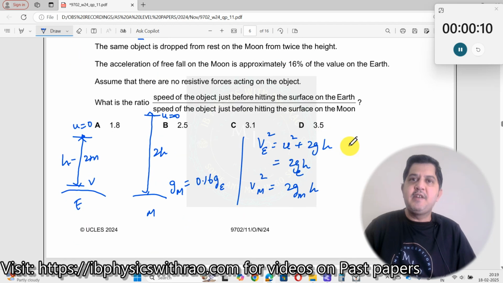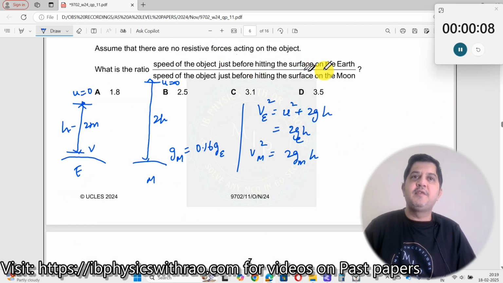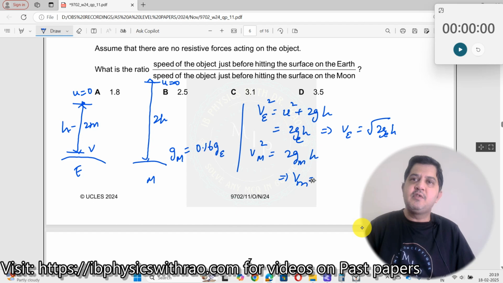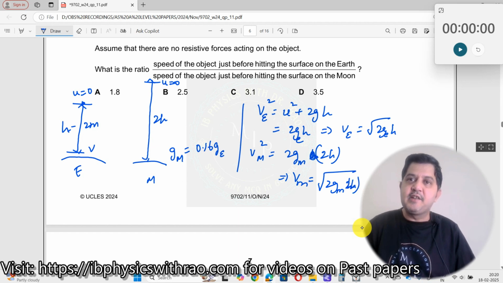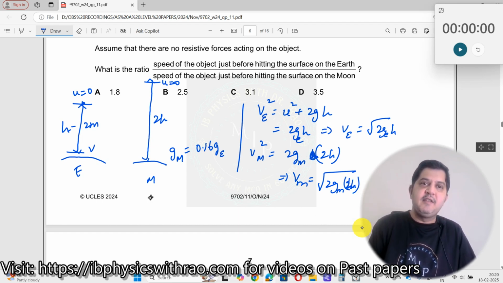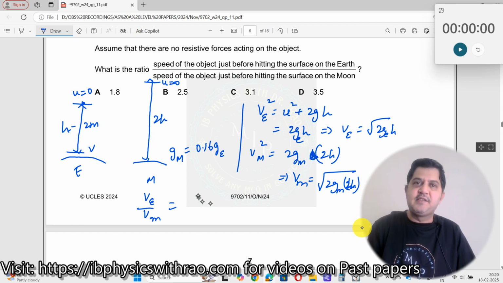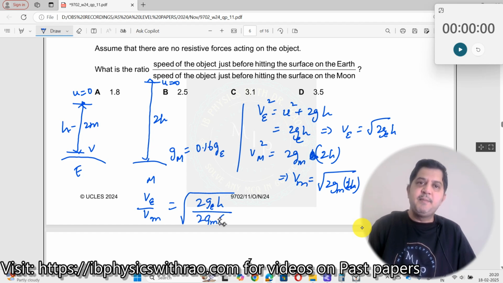Now we need only the ratio of the speed of the object, which means I need the square root of this. Ve is equal to square root of 2g_e h and Vm is equal to square root of 2g_m into h. See, this height is 2 times h here, so I should write this as 2h, otherwise I would have made a mistake. Therefore I'll divide one by the other. Ve by Vm will be equal to square root of 2g_e h divided by 2g_m into 2h.